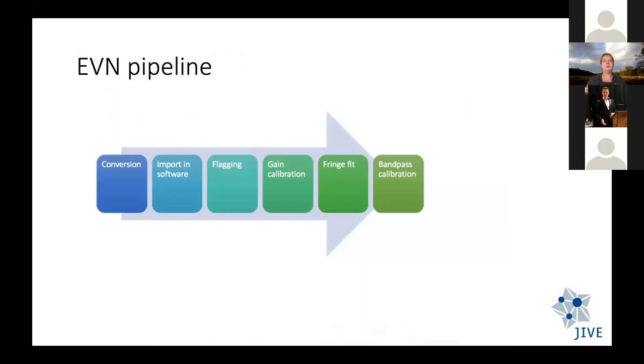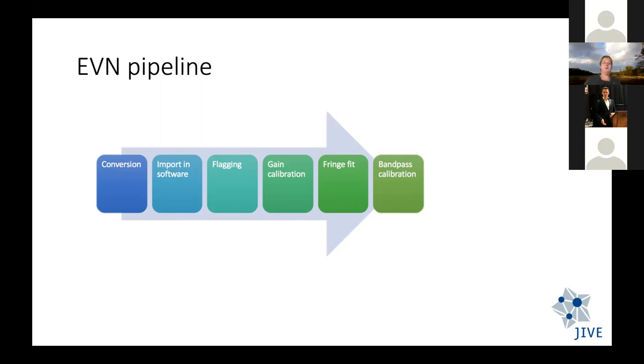Okay, that's the wrong one. So what does the EVN pipeline do exactly? So this is only a snip out of all the steps that Jive does with your data. Actually, this starts at the point where the data comes out of the correlator and has been first quality checked by the user support staff to make sure that there is no clear technical issues that come from backend problems at the telescope or a cable missing, whatnot.